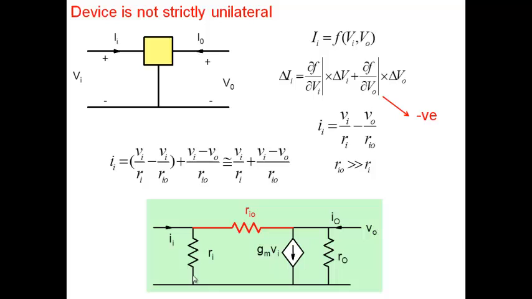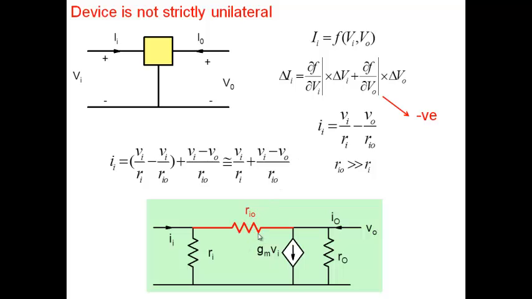Note, the first term I can write as a resistor. This is nothing but Vi by Ri, the input current I equal to Vi by Ri, so I write it as a resistor. The second term, (Vi minus V0) by Ri0, I can denote as follows: this is Vi, this is V0, and the current flowing through this is (Vi minus V0) by Ri0.